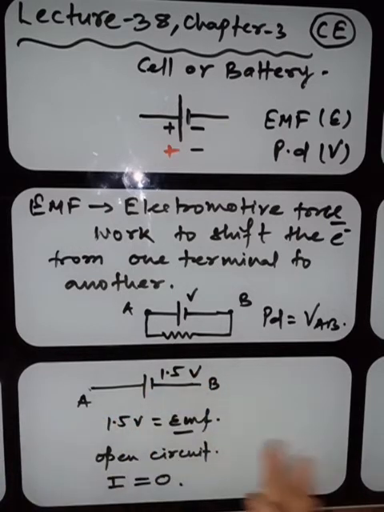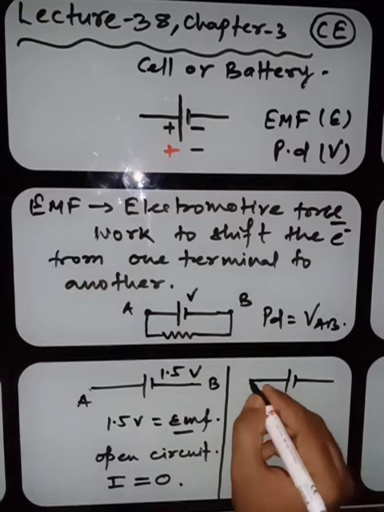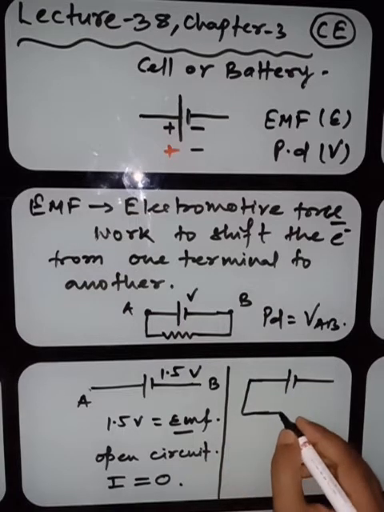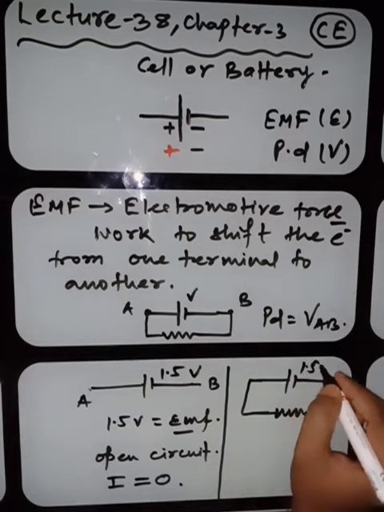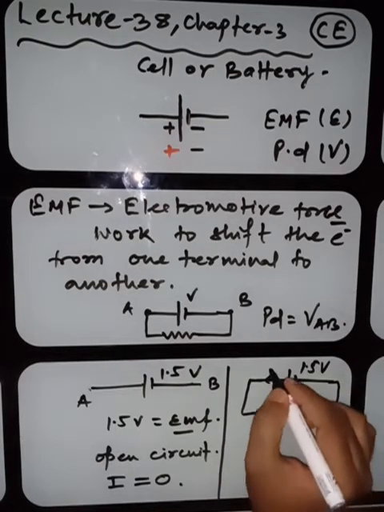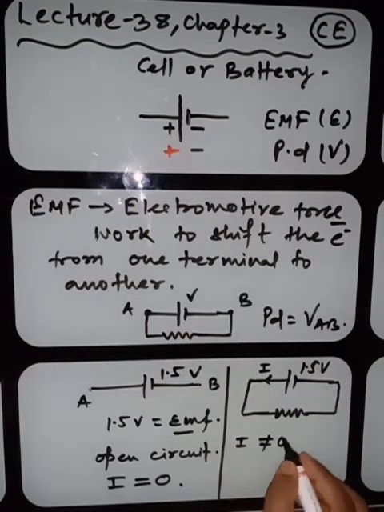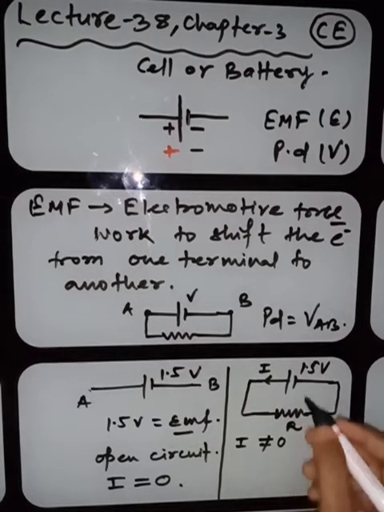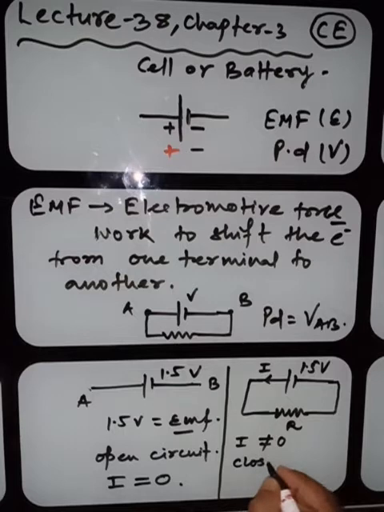It's very simple. But whenever you connect this particular cell with a circuit, suppose this is the load resistance. Okay, now the 1.5 volt. Current starts moving. Now current is not equal to 0. Okay, the resistance, 1.5 volt, load, the potential. Now it is a closed circuit. It is not open. Now it is closed.